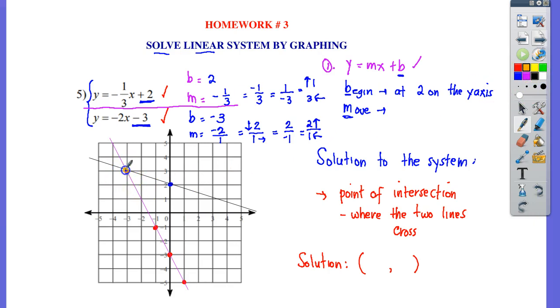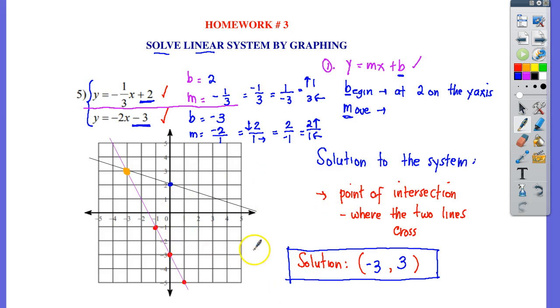they're crossing right here. So the solution to this would be the x and y coordinates of that point, which is, let's see, from the origin, you move 3 to the left, so that's negative 3. And then 3 up, so negative 3, comma 3. So that is the solution to this system over here.